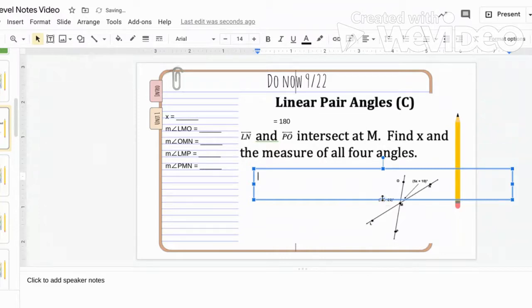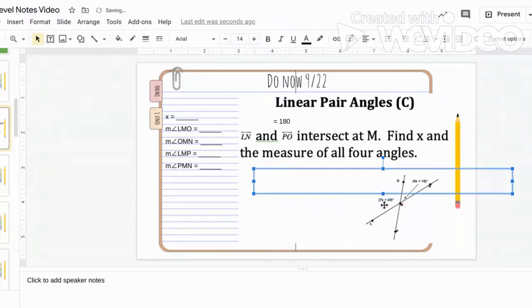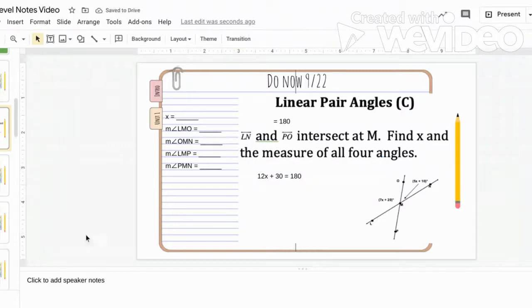So combine my two expressions, 7x plus 20 plus 5x plus 10. I get 12x plus 30 equals 180 degrees. And then you can work through that problem.